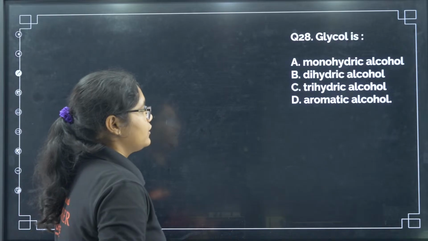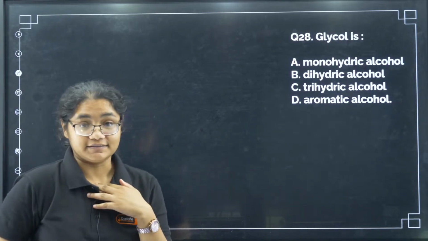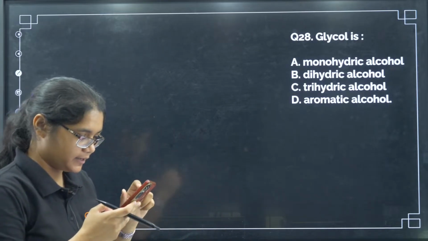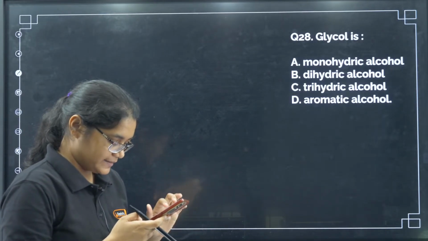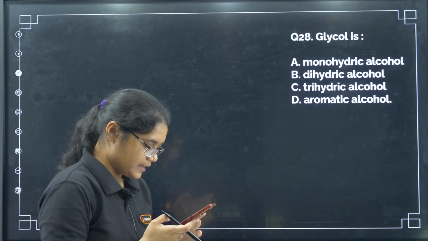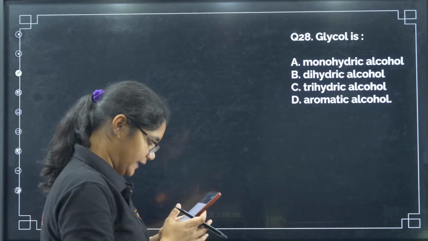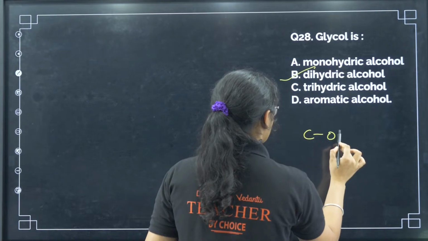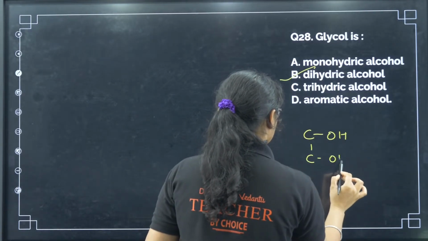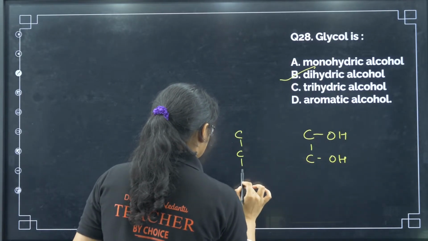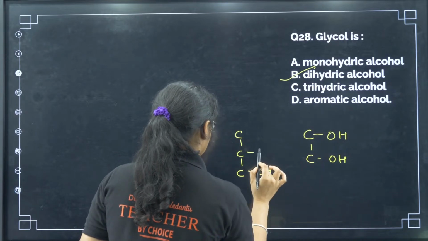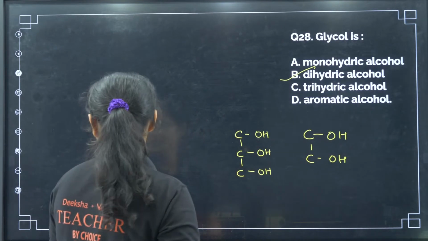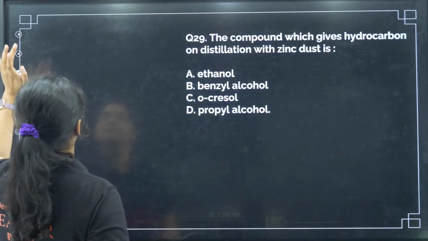Next, glycol is monohydric, dihydric, trihydric or aromatic? Sorry students, it is 28, and the answer is B, it is dihydric. So glycol is this one, okay, and glycerol is this one. Clear? Next, we have question number 29.